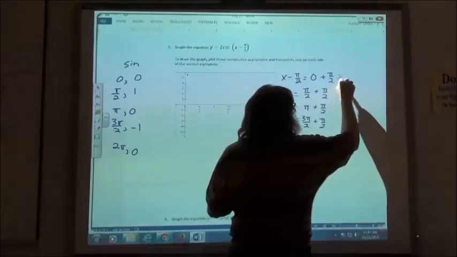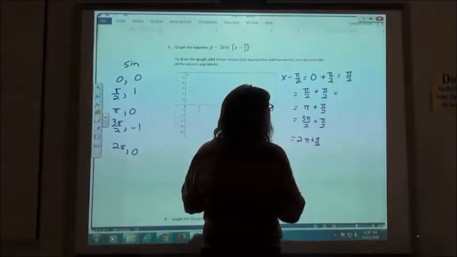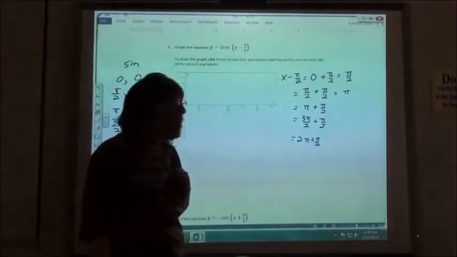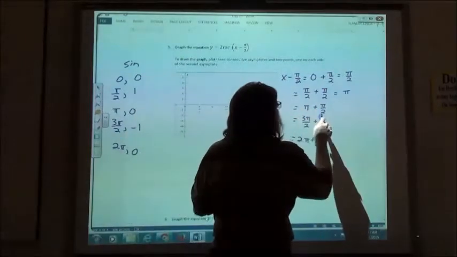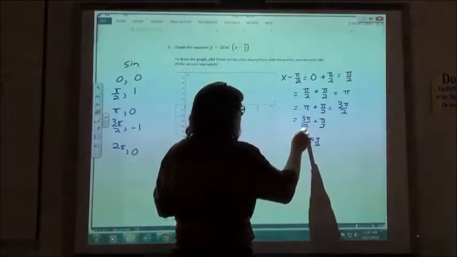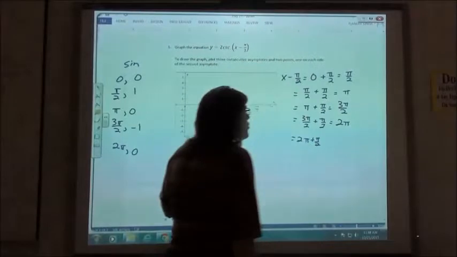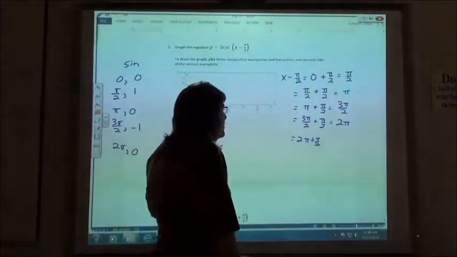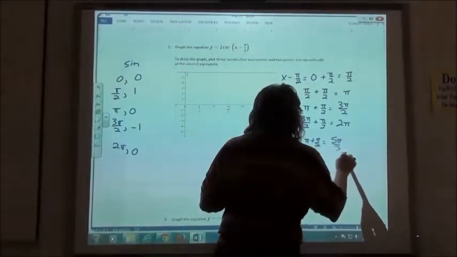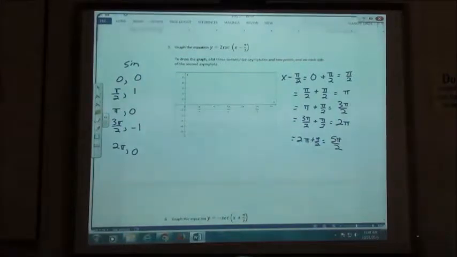So 0 plus pi over 2 is pi over 2. Pi over 2 plus pi over 2 is 2 pi over 2, which is pi. 1/2 plus 1/2 is 1. 1 plus 1/2 would give me 3 pi over 2. 3 pi over 2 plus 1 pi over 2 is 4 pi over 2, which is 2 pi. And 2 pi plus pi over 2, this would be 4 plus 1, so 5 pi over 2. So 2 plus 1/2, 2 1/2, or 5 halves, right?